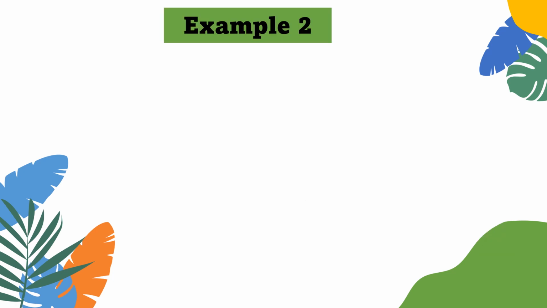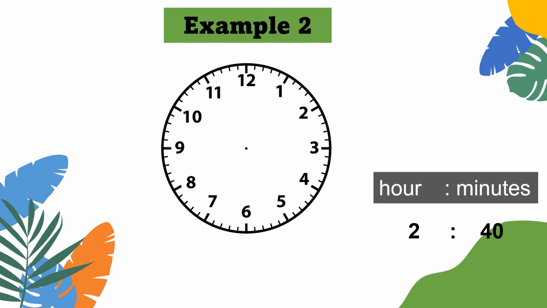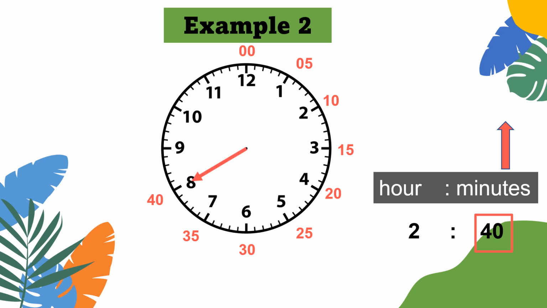Now we do another example, example 2, for drawing both the hour hand and the minute hand. We're going to draw 2:40. So we start from the minute hand. 40 minutes. Remember to count minutes, we do skip counting by 5. Start from 0, 5, 10, 15, 20, 25, 30, 35, 40. So the long hand, the minute hand, will be pointing at 40 minutes, at 8. So this is how you draw minutes.